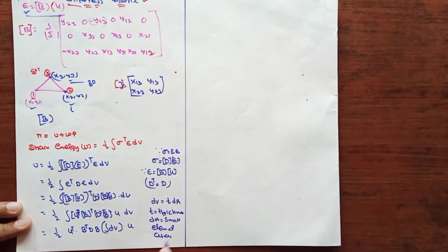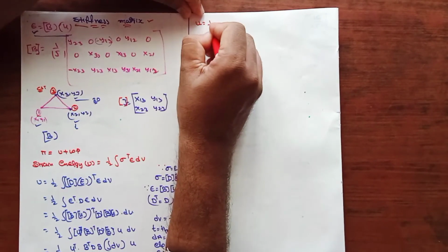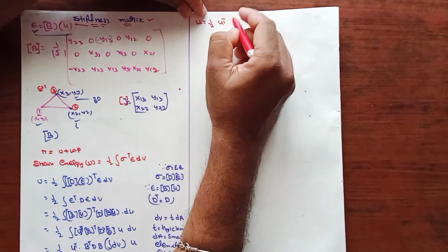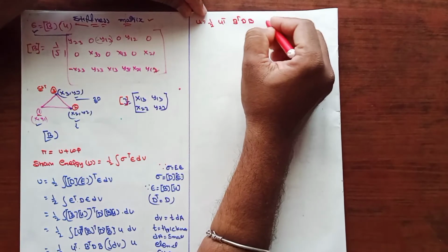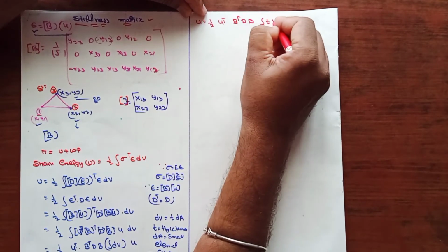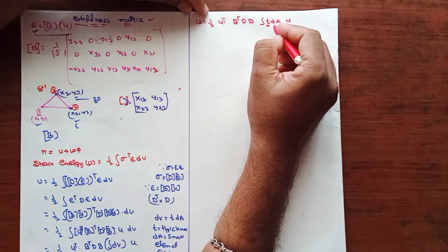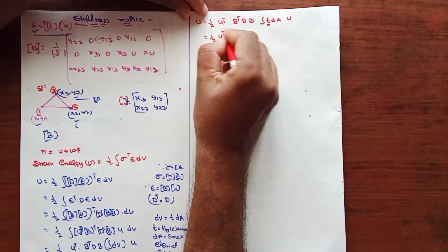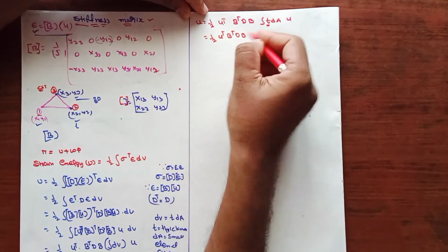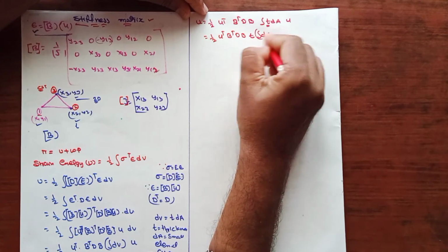So if you do the integration, or substitute dV equal to T dA, the strain energy can be written as half U transpose B transpose D matrix B matrix, and integral of T dA, into U. Here T is the thickness, and you have to do the integration of dA. So it is possible to write half U transpose B transpose D B, and T is constant, so you take it outside the integral of dA, into U.